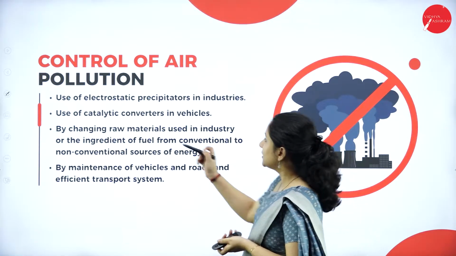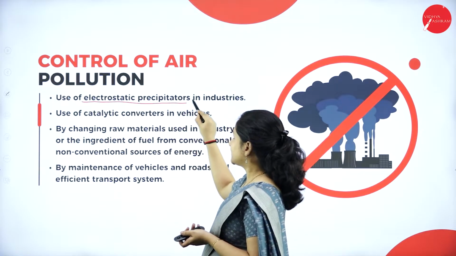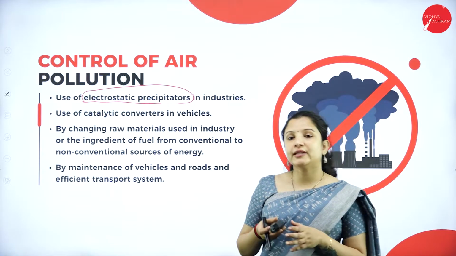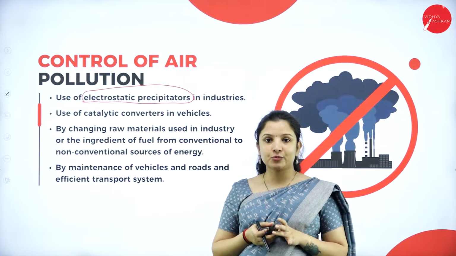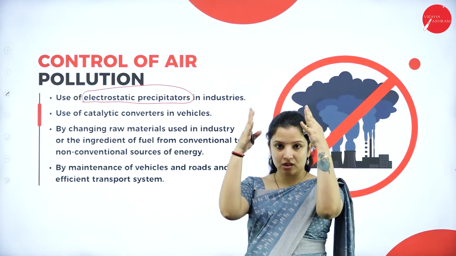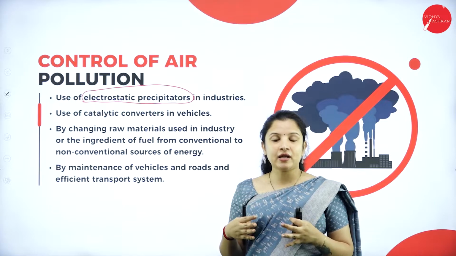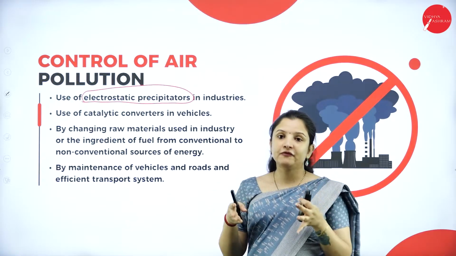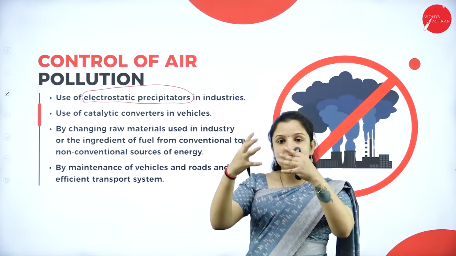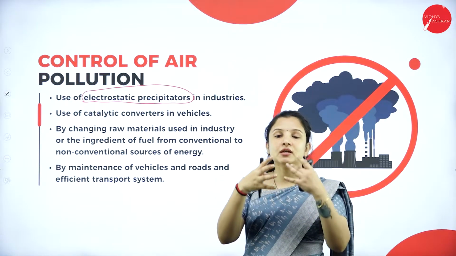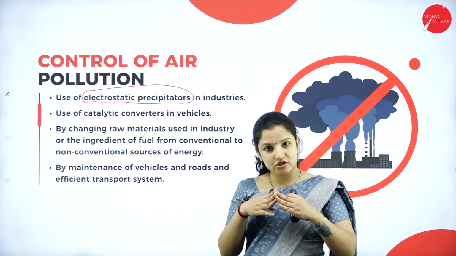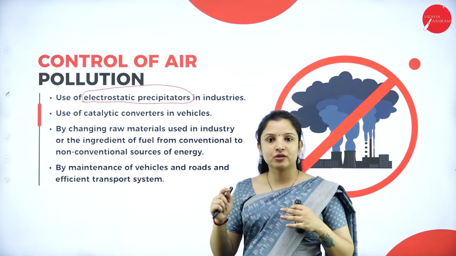They use electrostatic precipitators. So what do they do with electrostatic precipitators? An electrostatic precipitator is an instrument fitted to the chimneys in industries, the chimneys through which the smoke escapes. The electrostatic precipitator will trap all the dust particles and the toxic chemicals that are there. It will purify the air to a larger extent, and then release the air to the atmosphere.